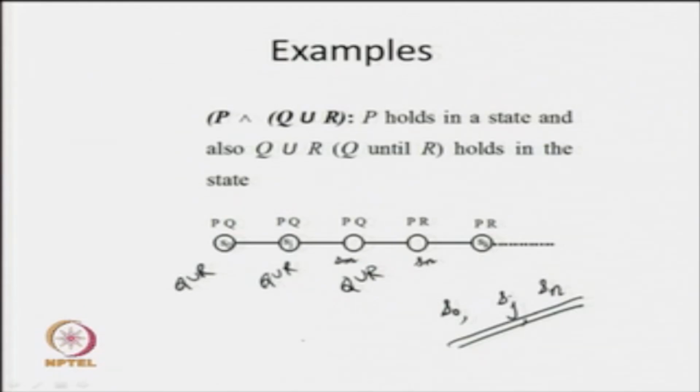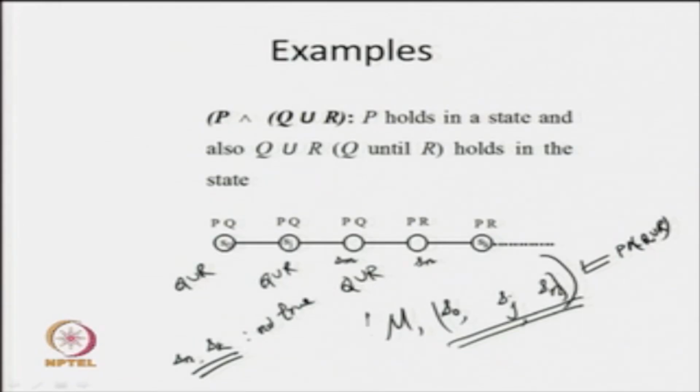So, we will say that Sn and Sk, this formula is not true, basically it is false. Okay. But in these 3 states I can say that it models this particular formula p and q until r. So, in the model M, if I am going to take this particular set of states, I will find that in these 3 states p and q until r is true.